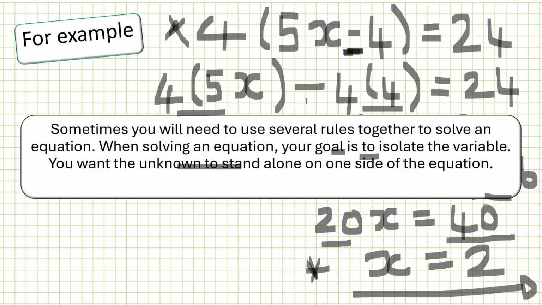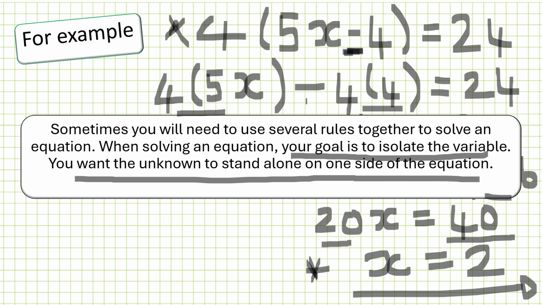And here is just something that is quite common, but when you solve for an algebraic equation or solve for x, you might need to use several rules in order to solve the equation. Your goal is, like it says here, to get x or the unknown on its own. Your goal is to isolate the variable. You want the unknown to stand alone on the one side of the equation. And that's what we got. Our final result, x is on its own, and x is equal to 2.